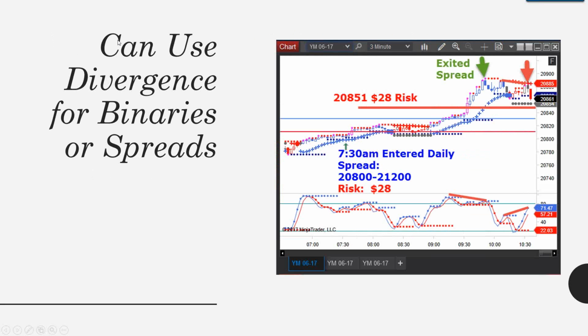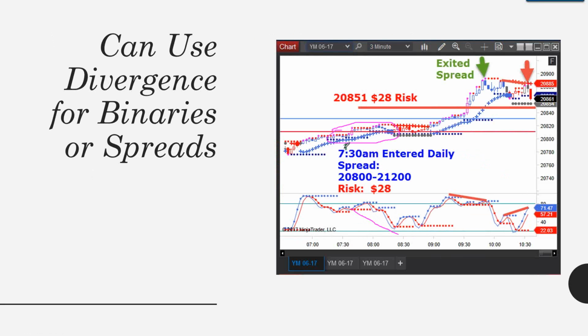Now in this one, you can see that I believe it was on Monday, I actually used this on a spread in a binary. Now this was prior to the market opening, okay? And you can see that as we're making lows right in here, we're making lows, but you can see that we're going down on the stochastics. So we have higher lows, but the stochastics was making lower lows.